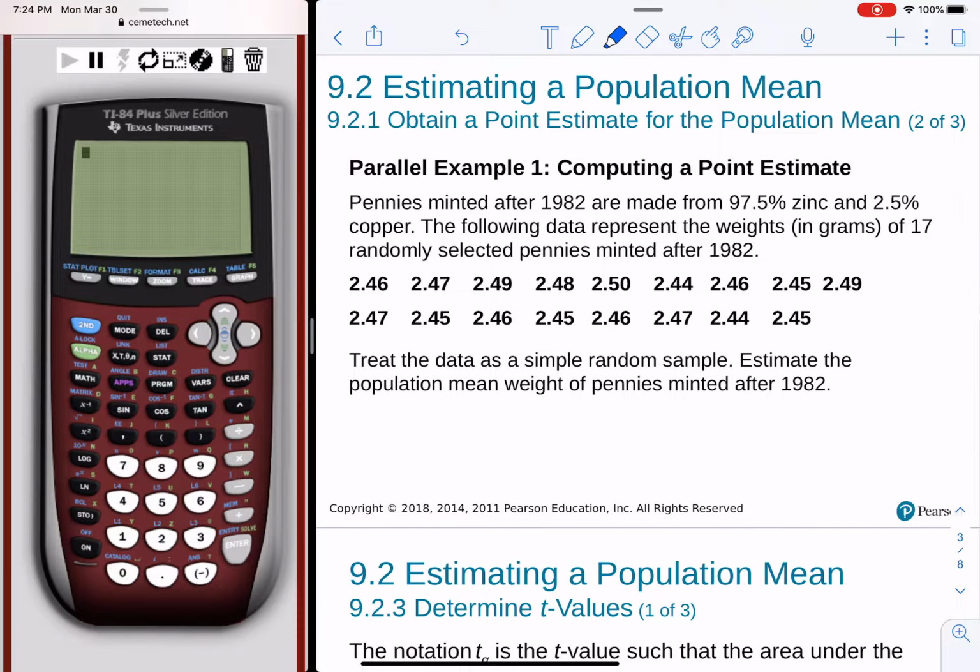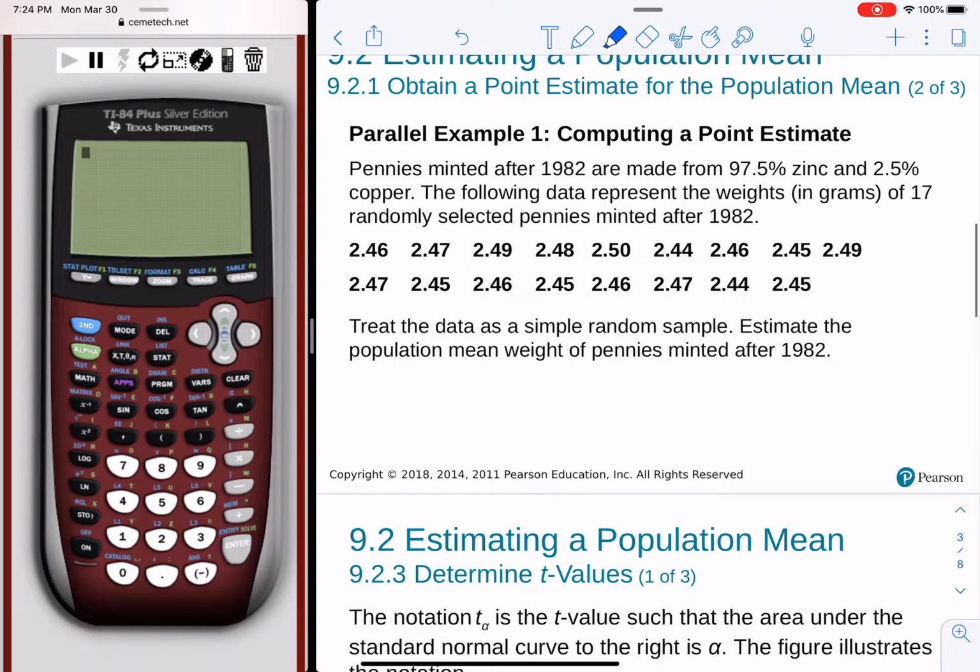So here is an example about pennies minted after 1982, and the composition is 97.5% zinc and 2.5% copper. And the weights are shown here. We have 17 observations, and it is a random sample, and we'd like to find a point estimate for this particular sample. So let's go and enter the data.